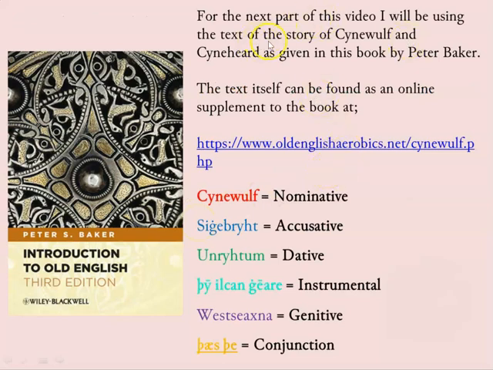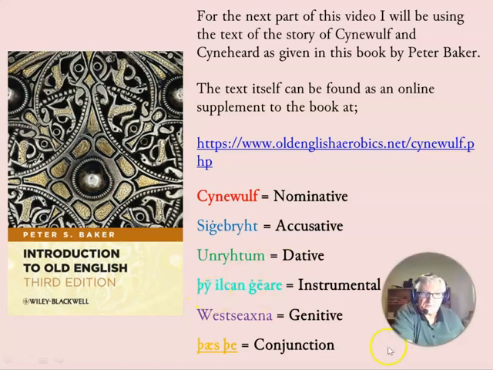Okay, so for the next part of this video, I'll be using the text from the story of Cynewulf and Cyneheard, as given in this book by Bede Baker. Now, Bede Baker's a wonderful book there. The text itself can be found online as a supplement to the book. It's found here, which I think we'll have in the description below the video. Cynewulf, nominative, Cyneheard. Now, see again, nominative in red, the accusative in blue, the dative in green. Where I need the instrumental, I'll use this sort of fluorescent green, though not much on this channel. Genitive as always in purple, and for me the conjunctions will be in this gold orange color.